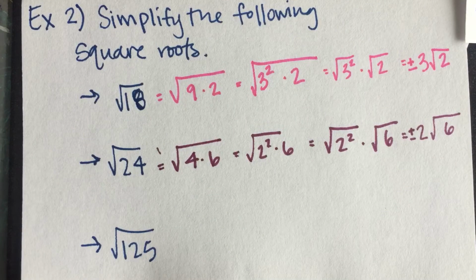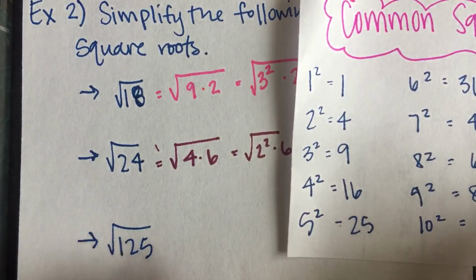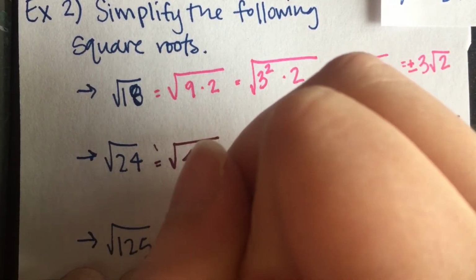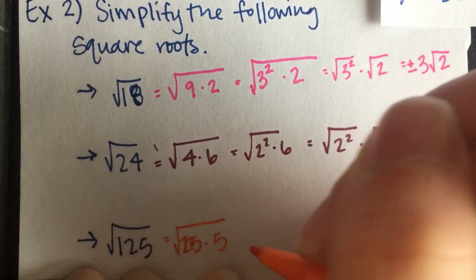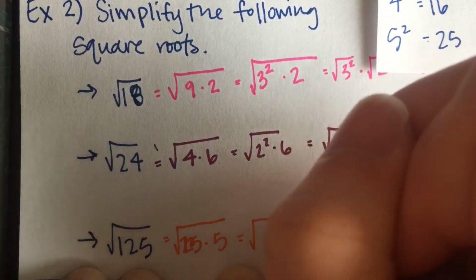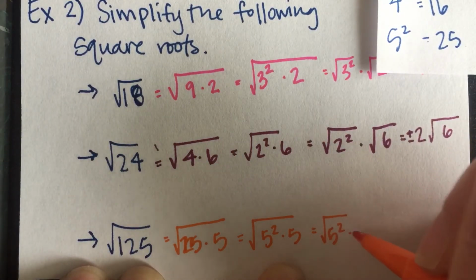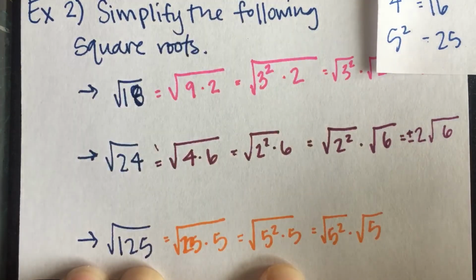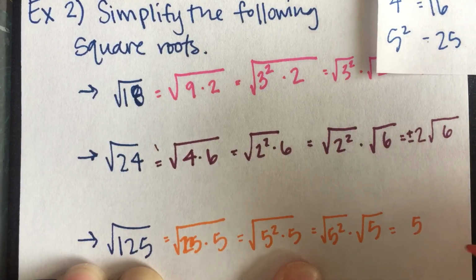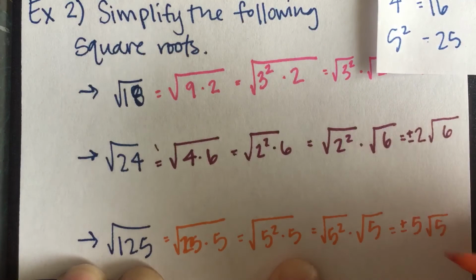And lastly, we're going to look at the square root of 125. So if we are looking at our list of perfect squares, 25 can go into 125 evenly by multiplying by 5. And 25 is the same thing as 5 squared. So we're going to sub it in and then split up into our 2 multiplications. So the square root of 5 squared times the square root of 5. And the square root of 5 squared is equal to 5. The square root of 5 is not able to be simplified any further. And we can't forget about that plus minus right there.